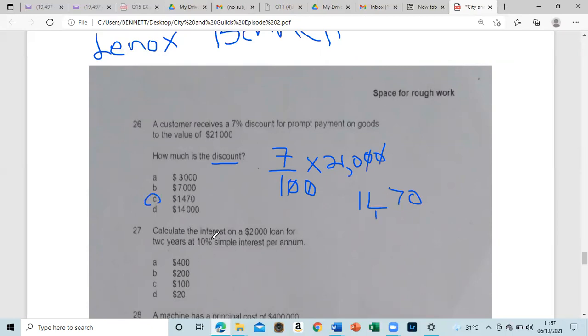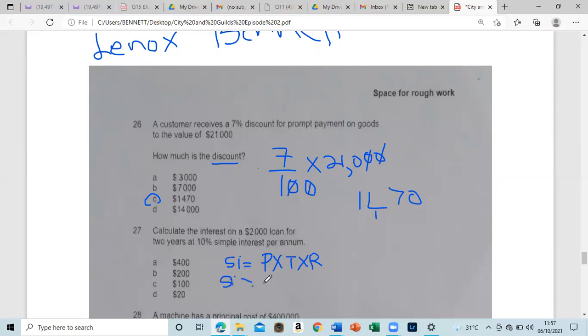Calculate the interest on a $2,000 loan for 2 years at 10% simple interest per annum. So simple interest, I've done this already. There's an entire CSEC past paper video on this, so I don't need to go over this again. I'm done with simple interest. Guys can go and check out the video, alright?